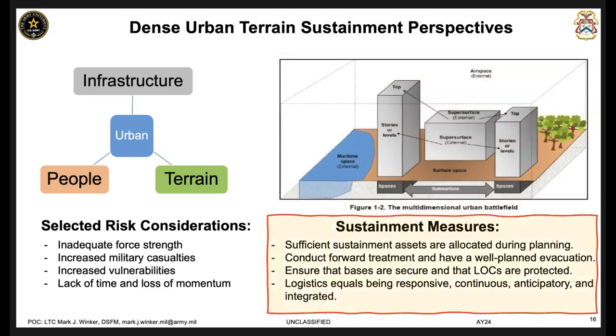And then sustainment measures stress the importance of allocating assets, planning for medical treatment and evacuation, securing bases and lines of communication, and ensuring logistics operations are responsive, continuous, anticipatory, and integrated.